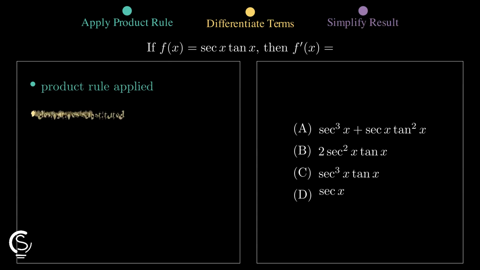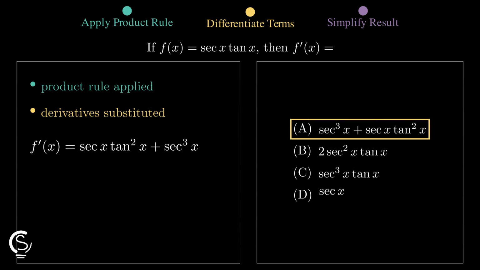Finally, multiply the terms to simplify. We get secant times tangent squared plus secant cubed, which matches our first option perfectly. You got this. That is the correct final answer.